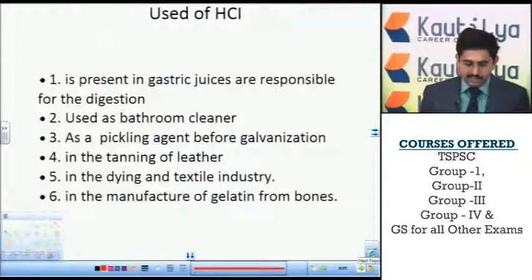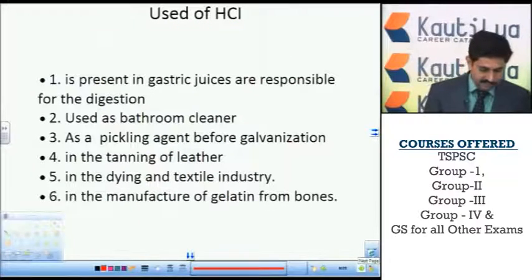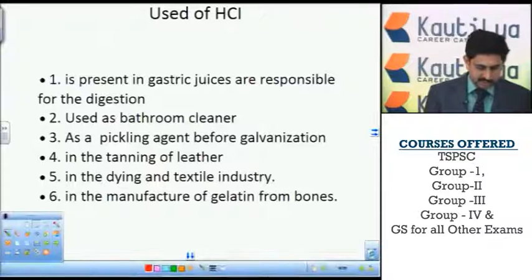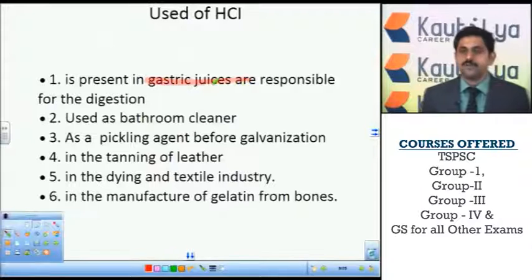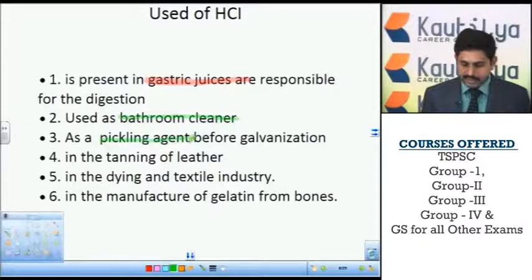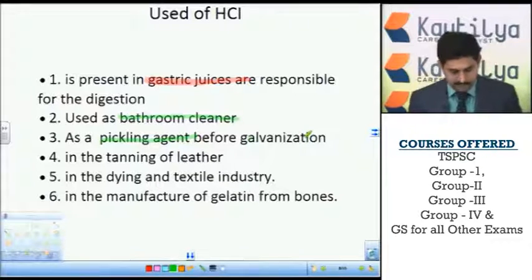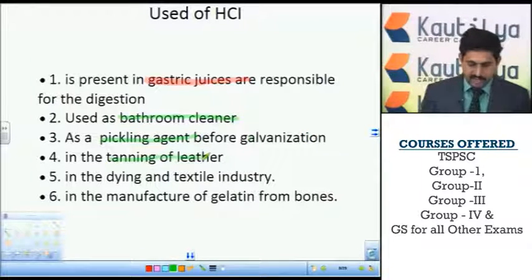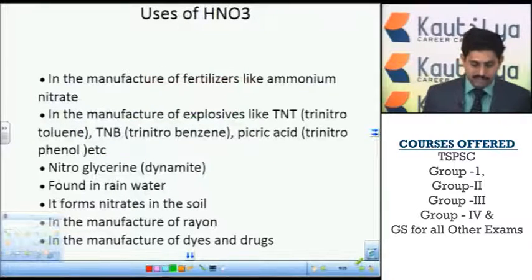Next, uses of HCl. Particularly we are discussing the uses of HCl, H2SO4 and so on. I told you already that HCl is present in the gastric juices, which is responsible for digestion. It is also useful in bathroom cleaners. It is a pickling agent for galvanization, to avoid rusting. It is used in tanning of leather and dyeing in the textile industry, and in manufacturing of gelatin for bone fractures.